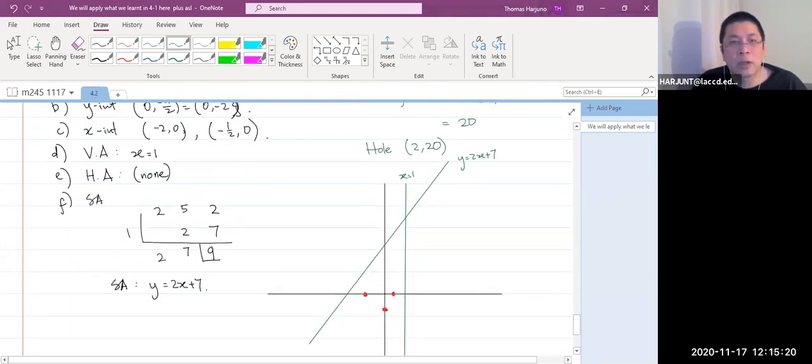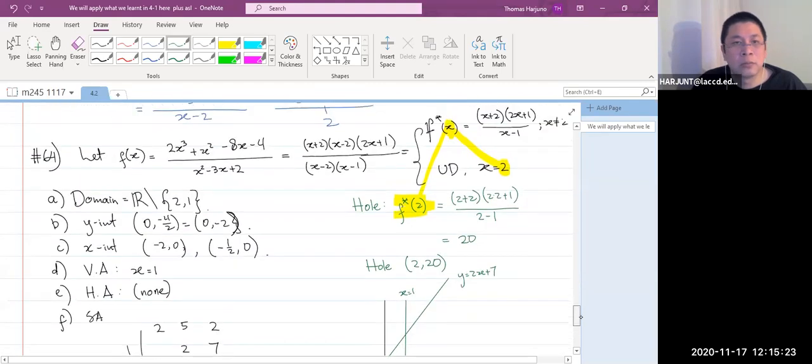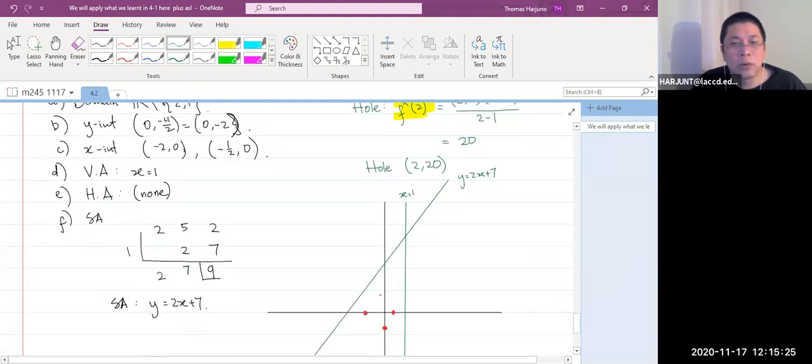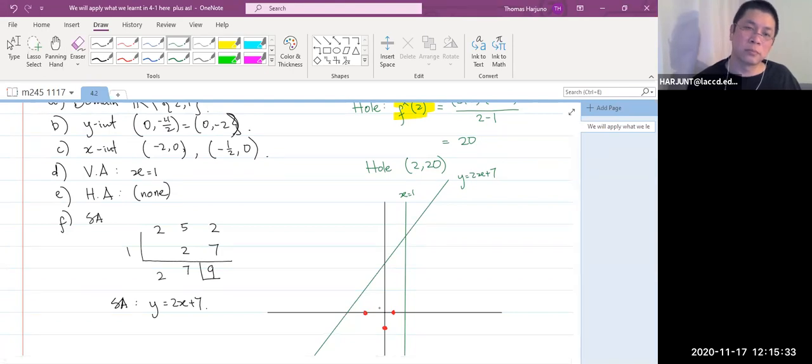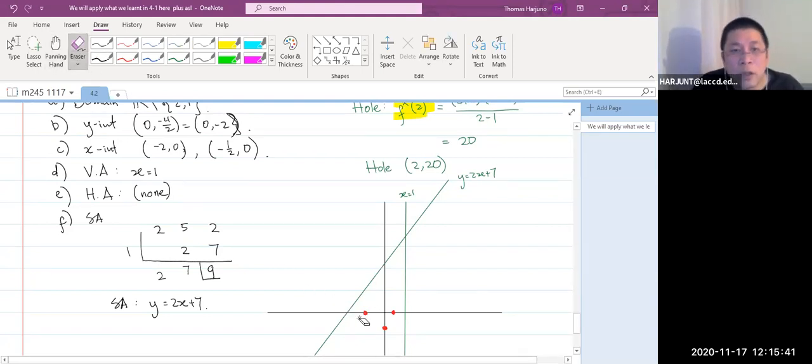But something is not right here. Yeah, something is not right here. Now I know what's wrong. This one, I placed this x-intercept incorrectly here. This one is incorrect. Okay, it should be -1/2, like this.